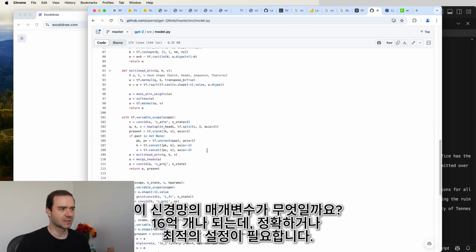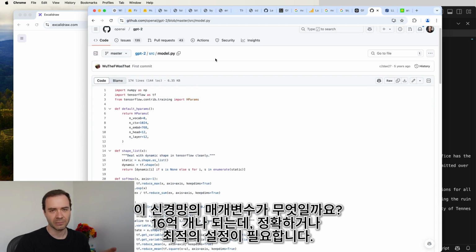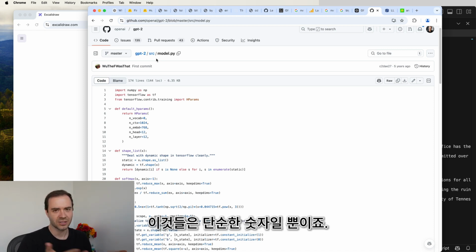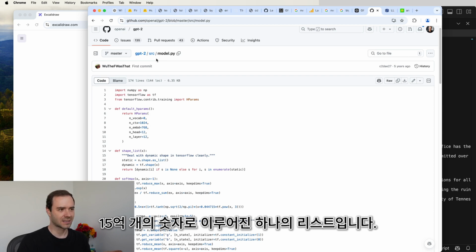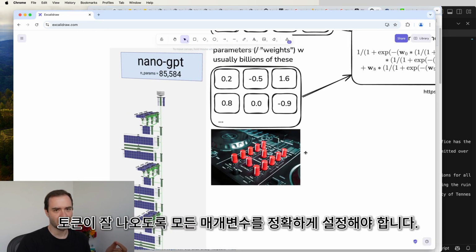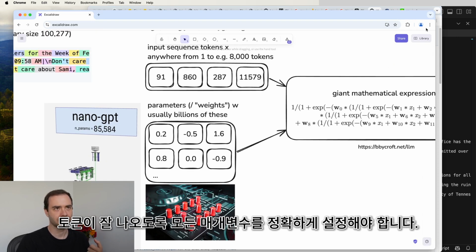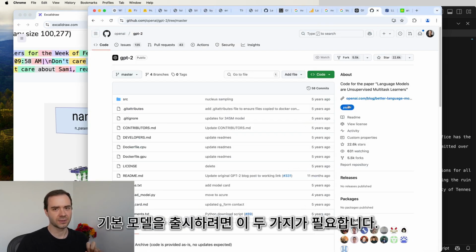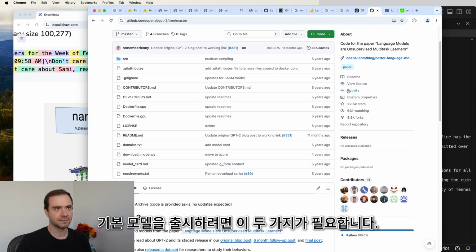What are the parameters of this neural network? Because there's 1.6 billion of them, and we need the correct setting, or a really good setting. And so that's why, in addition to this source code, they release the parameters, which in this case is roughly 1.5 billion parameters, and these are just numbers. So it's one single list of 1.5 billion numbers, the precise and good setting of all the knobs such that the tokens come out well. So you need those two things to get a base model release.